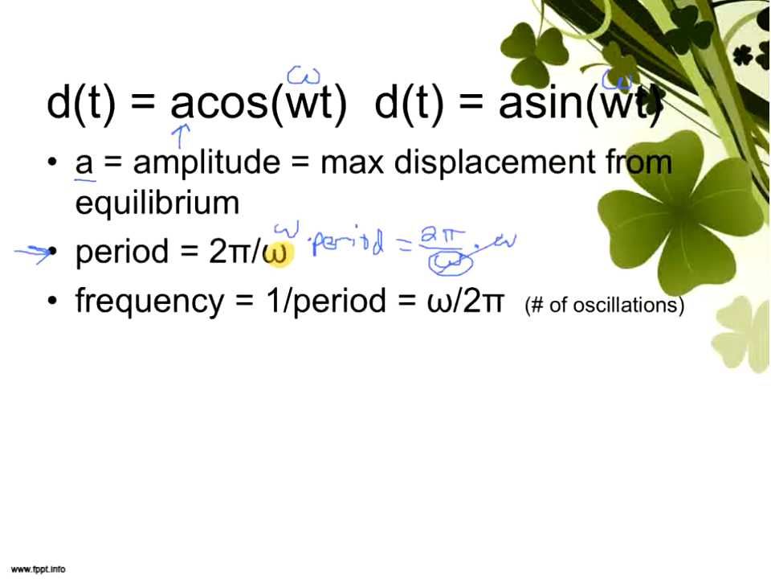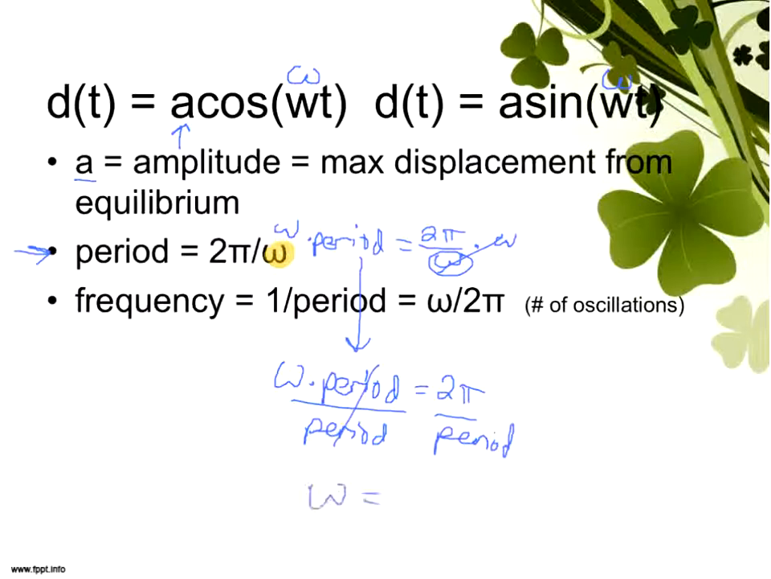And then, sorry, I'm going to move down here where I have more space. So if I have omega times the period equals 2 pi, to get omega by itself, I'm going to divide both sides by the period. So now I would get omega equals 2 pi divided by the period. So we just manipulated an equation that we knew to be true, an equation that they gave us, to get a different variable by itself.